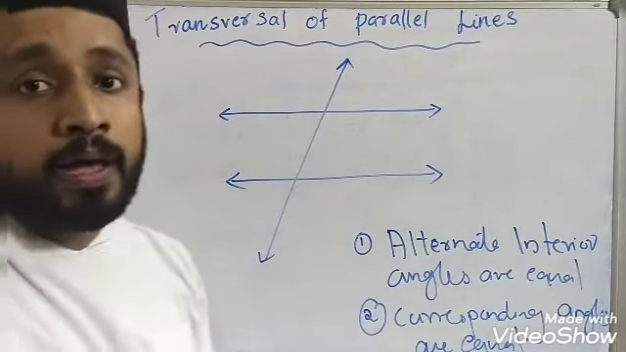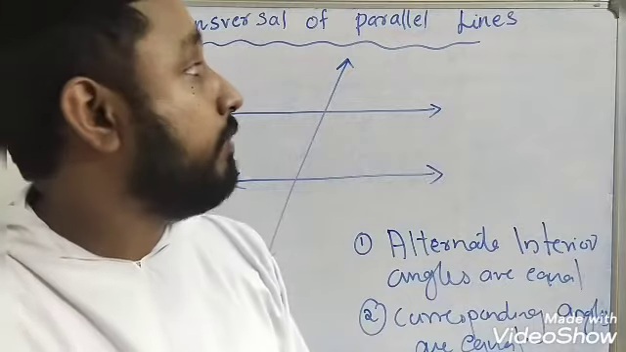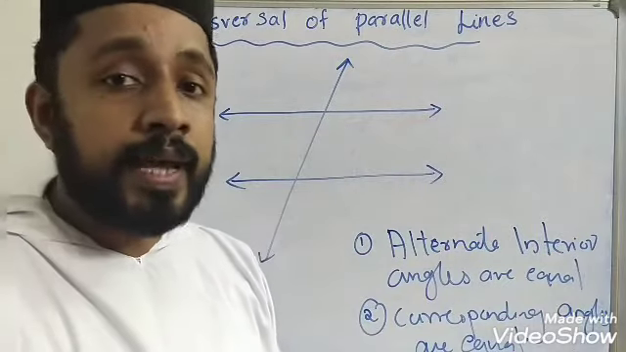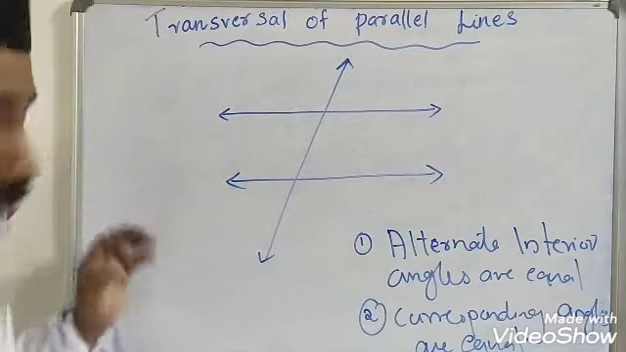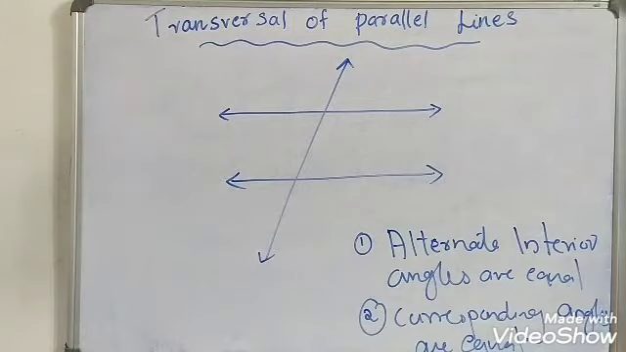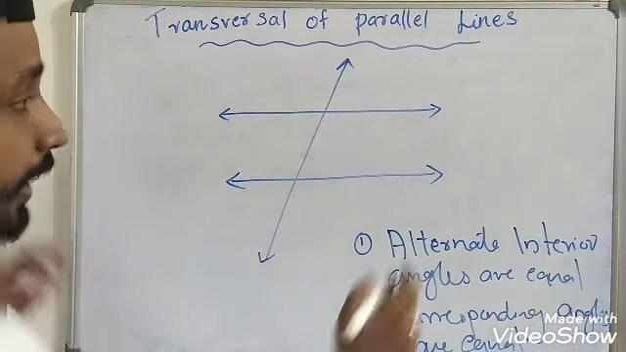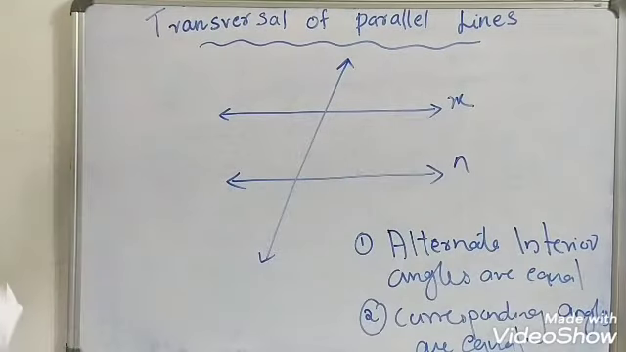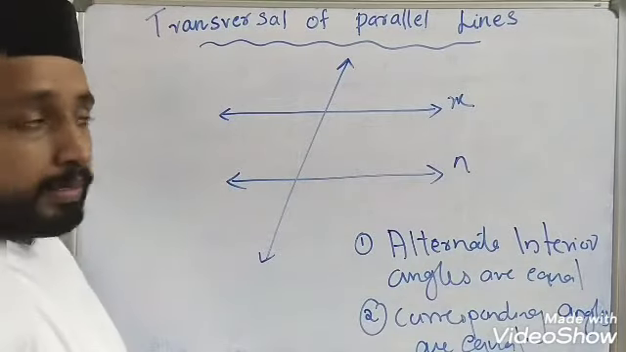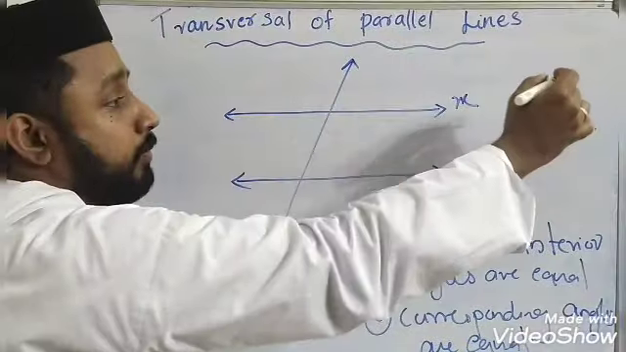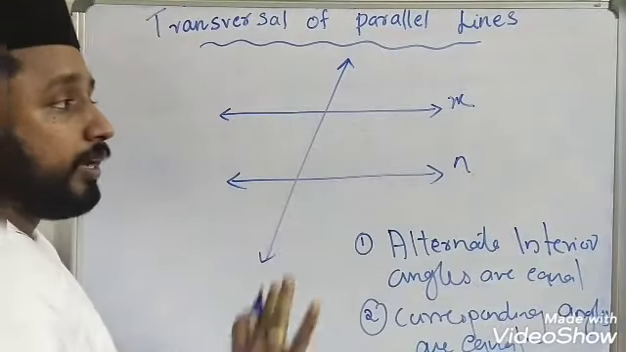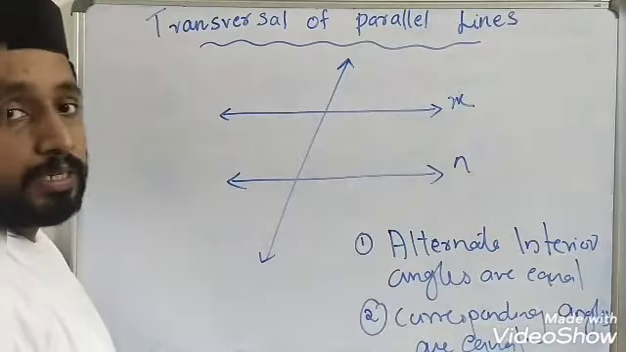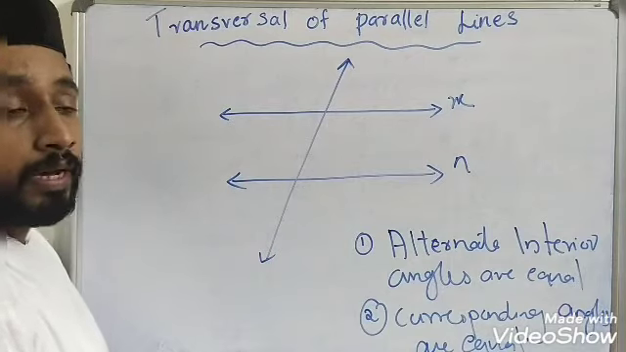What do you mean by parallel lines? Two lines are parallel. What is the condition? We have two lines, M and N. These two lines are parallel, which means M goes and N goes, and they will not intersect. M and N will not intersect.